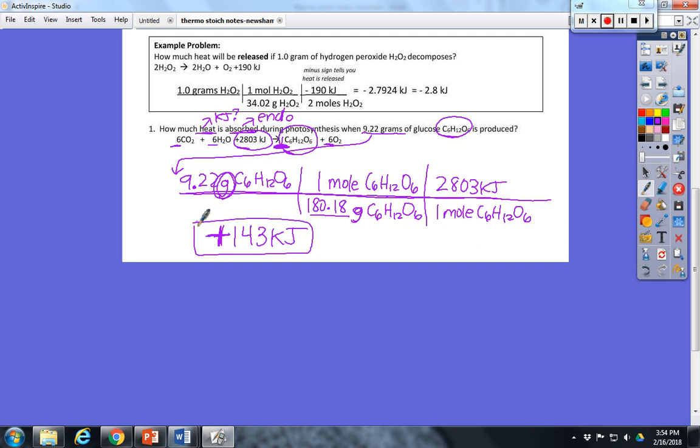And then remember, we always box or circle our final answer. And this is endothermic, just to emphasize. Now this was video 3, going over problem number 1 on your note sheet.